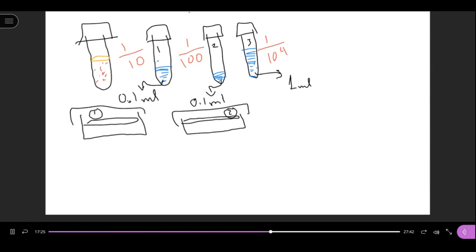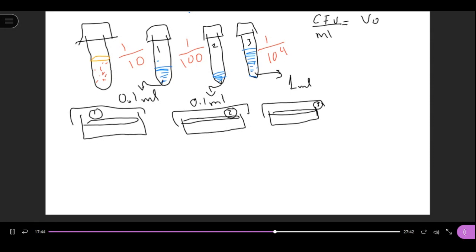Now, tube number 3 is very diluted. So we're just going to put in 1 mL in the hopes that that will give us enough cells to where we can count. That's a consideration when choosing a volume to plate: how diluted is the sample. If the sample is very diluted, you might want a big volume, otherwise you may not end up with enough cells.